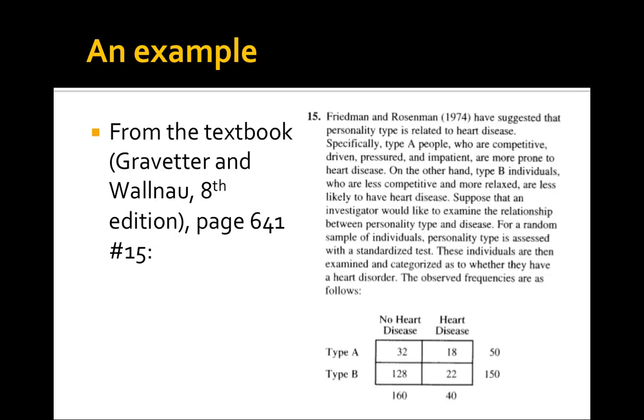The values on the far right side and the bottom are actually the totals. If you add up 32 and 18, you get 50. 128 and 22, you get 150. And if you go down, 32 plus 128 equals 160, and 18 plus 22 is 40. We'll see how those values are used in just a bit.